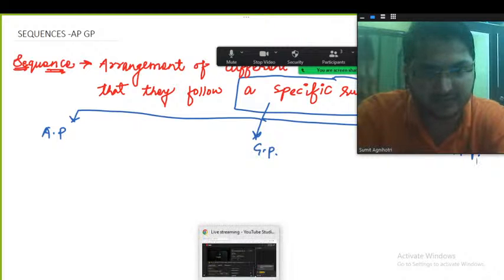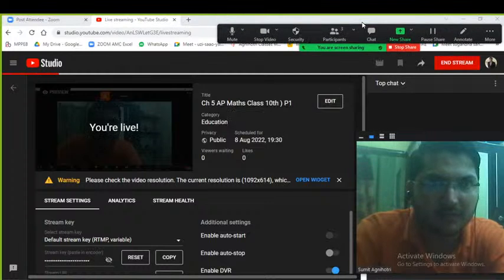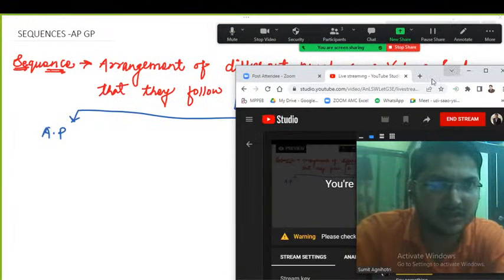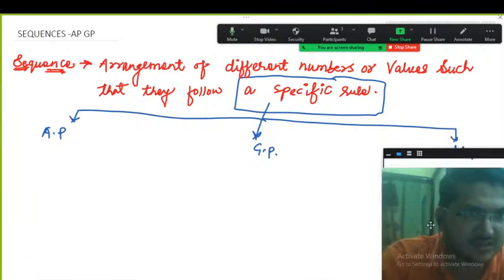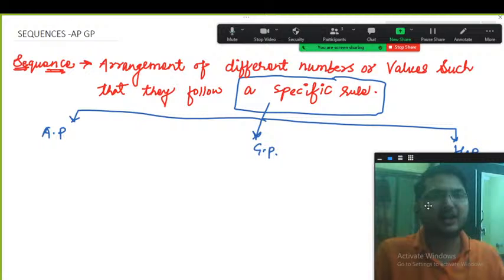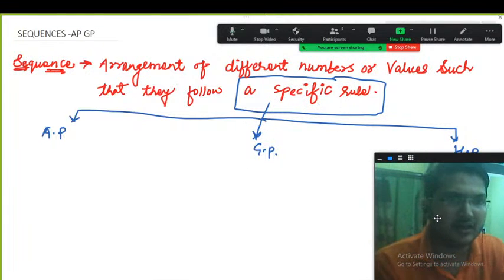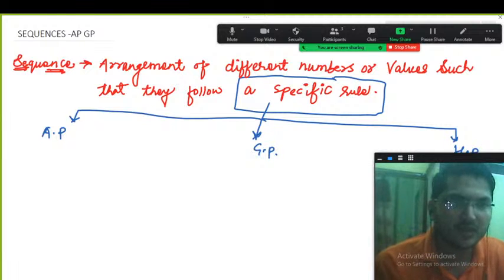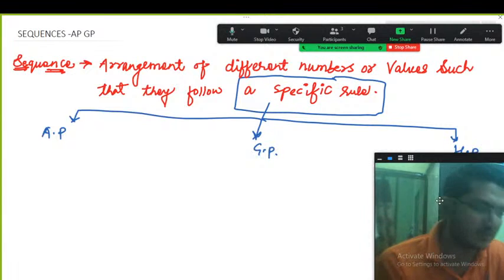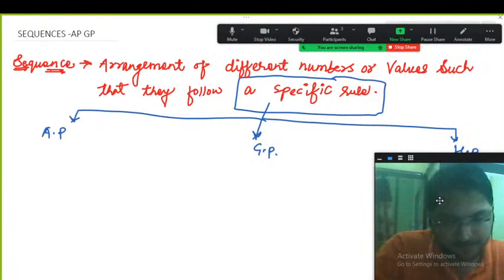Here these rules bind different numbers, and how do they bind different numbers? We are covering that. They bind different numbers by a common specific rule. That specific rule is common to those numbers. Got it? Okay? Are you okay with this?